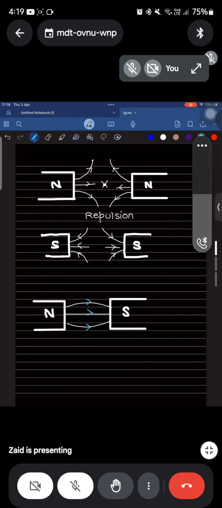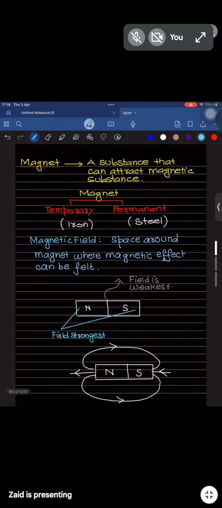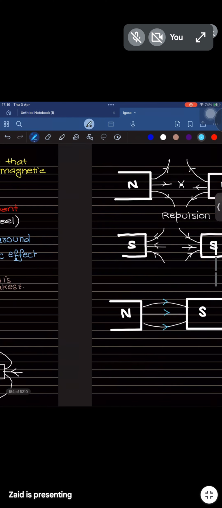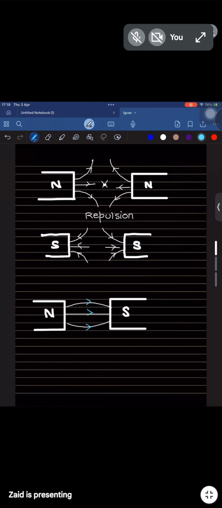Okay, so now what we have covered so far is the definition of magnet. What is magnetic field? The ones who have joined a bit later, I'll share the notes with you so you can go through this. This was quite easy. The magnetic field lines originate from north to south, and if two same poles are placed together, it's repulsion, and if opposite poles are placed together, we feel attraction.